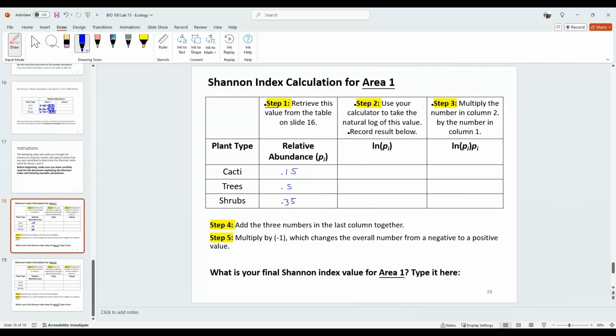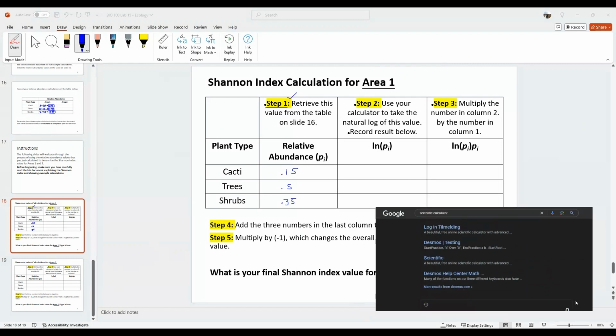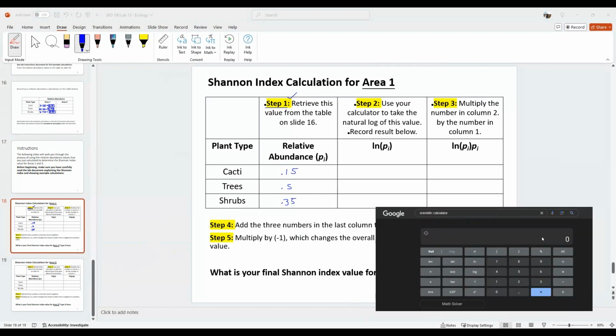Okay, so step 1, check. We've retrieved our values from slide 16. Step 2, use your calculator to take the natural log of this value. Now, natural log is a function that you can find on any scientific calculator, and if you don't have a calculator available to you, then all you have to do is go to Google, and if you type in scientific calculator, it will pull up a scientific calculator where you can plug in numbers. And the natural log function in the scientific calculator is represented with ln, which is log natural.